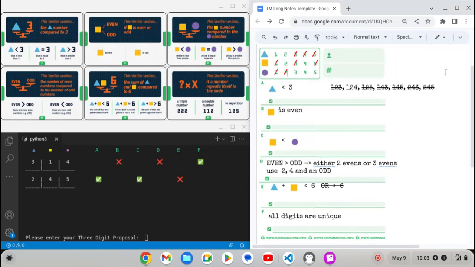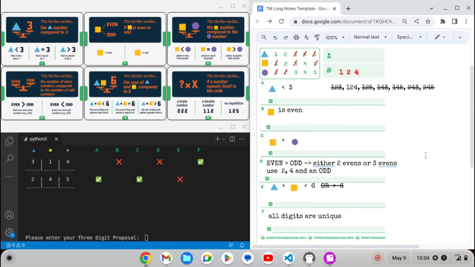So let's actually verify here. I'm just going to write down 1, 2, 4. And I'm going to come back over here and verify that everything is met. So is triangle less than 3? Yes, the first digit is less than 3. Is my middle digit even? It is. Is the middle digit less than the third digit? That's true. 2 is less than 4. Do I have 2 and 4 and an odd? Yep, I have 2 and 4 and 1 odd. Is the sum of the first 2 digits less than 6? Yes. 1 plus 2 is 3. That's less than 6. And are they all unique?